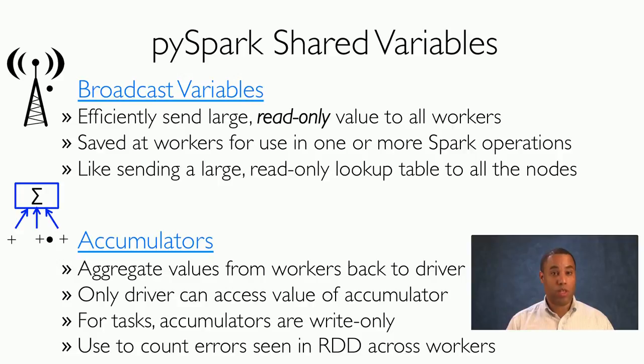The second shared variable type is accumulators, and they allow us to aggregate values from workers back to the driver. Now, only the driver can access the value of an accumulator. For the tasks, the accumulators are basically write-only. And we could use this as an example to count errors that are seen in an RDD across workers.